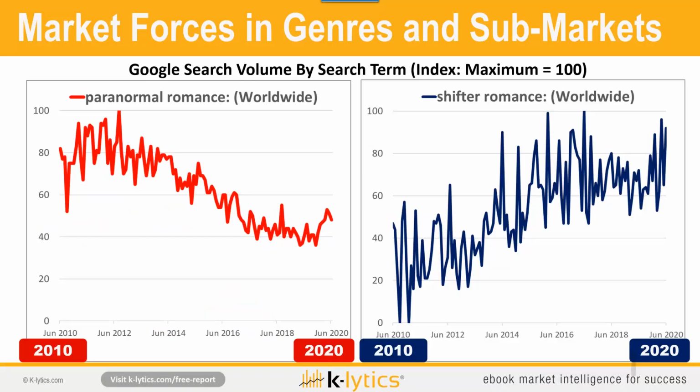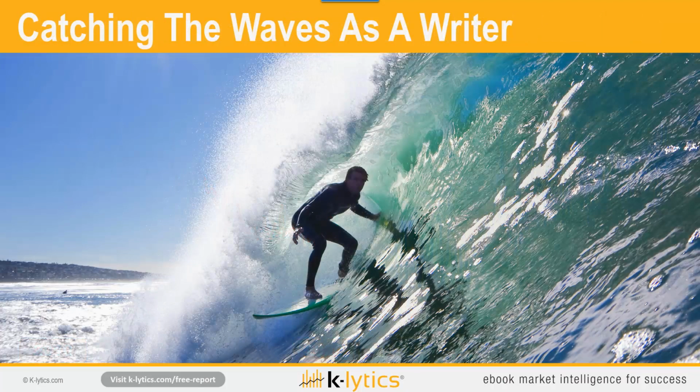The first thing to note is that there are trends. I call them market forces. For example, in genres, take the graph on the left-hand side. The red line is the Google search volume for the very term paranormal romance over a 10-year horizon. You see it's been trending down from a peak in 2012. On the right-hand side, during the same period, a sub-market of it, shifter romance, has been trending upwards. What we're talking about here is how to catch the wave as a writer.